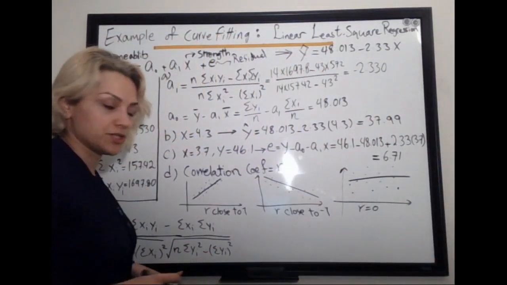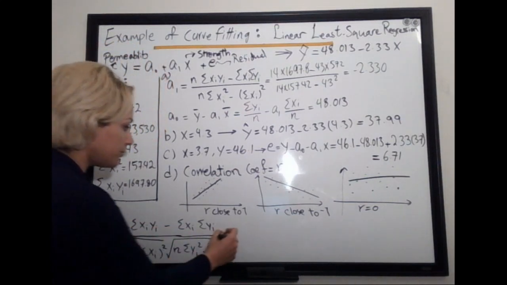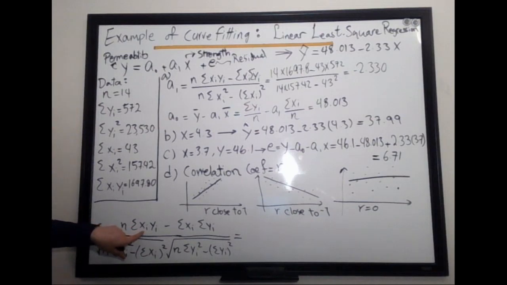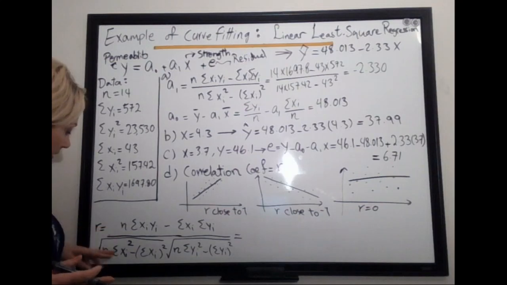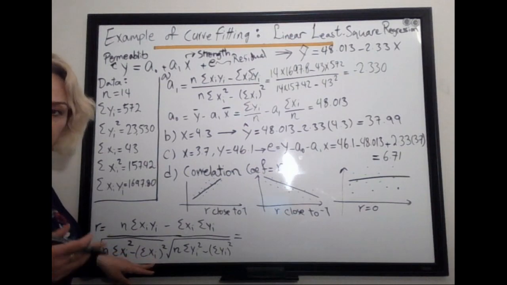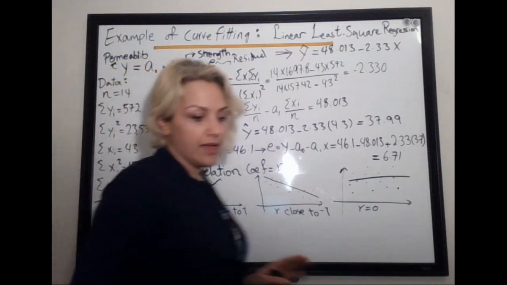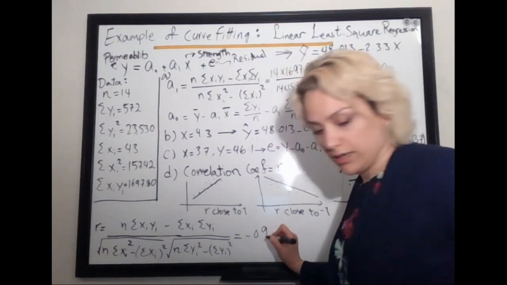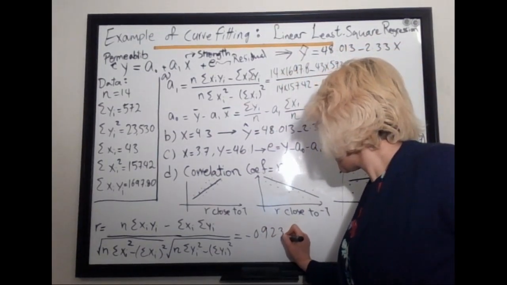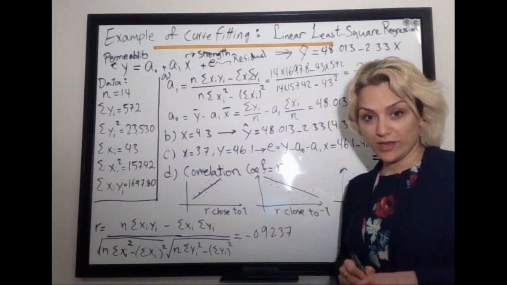So now let's go back to our question. It says to find the correlation coefficient for this one. So what are we going to do? We are going to put all of these numbers in: n times sigma xi yi minus sigma xi times sigma yi, and on the bottom, the square root of n times sigma xi power 2 minus sigma xi, and so on. We're going to replace all of the numbers here. And when we did that, the final value is going to be -0.9237. So it's like negative 92%. It's close to 1, but it's negative.